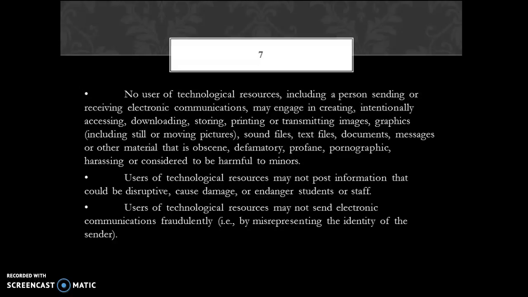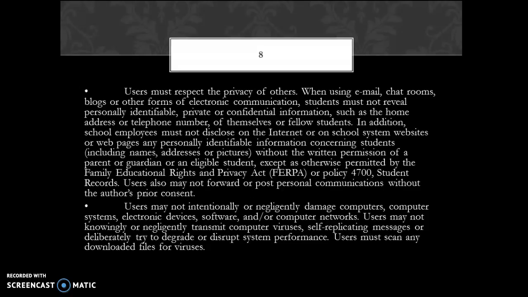Users of technological resources may not send electronic communications fraudulently, for example, by misrepresenting the identity of the sender. Users must respect the privacy of others. When using email, chat rooms, blogs, or other forms of electronic communication, students must not reveal personally identifiable, private, or confidential information such as the home address or telephone number of themselves or fellow students.